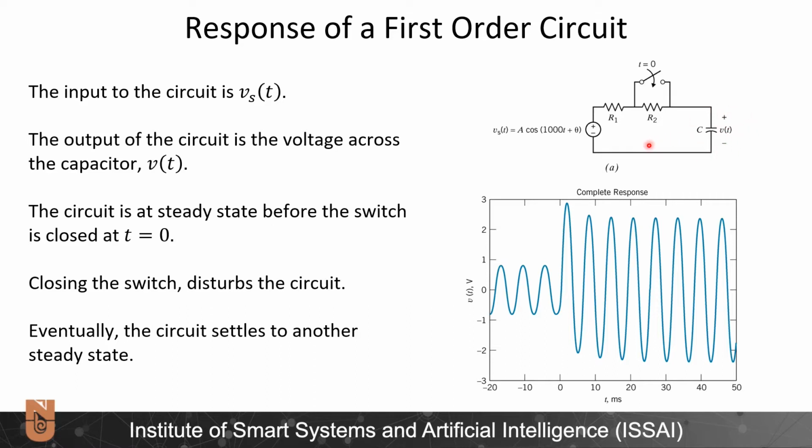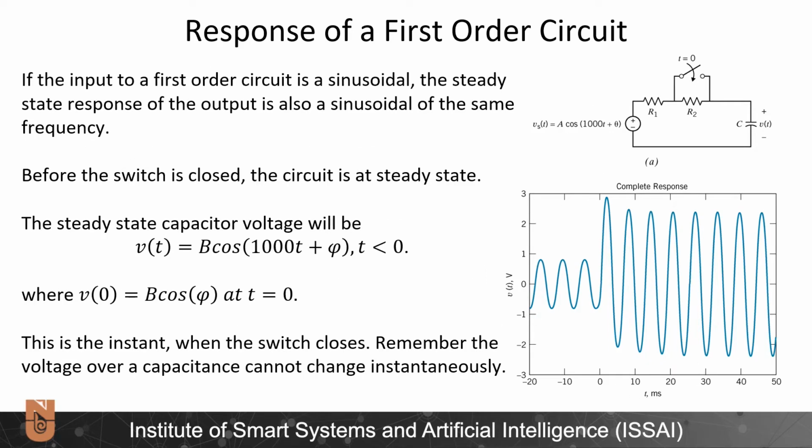Before t is equal to 0, the circuit is at steady state, but at t equals 0, this switch closes, effectively bypassing this R2, and this disturbs the circuit, and this will cause a transient response. Indeed, here we see the circuit behaving in steady state, always doing the same response. And at t equals 0, we have the switch closing and the circuit makes a transient response, and afterwards it settles to another steady state which is another sinusoidal, but now with a different amplitude and possibly phase.